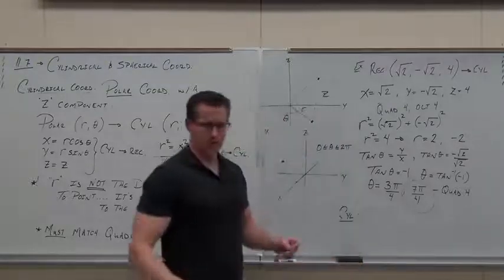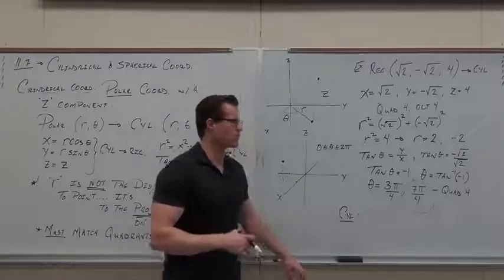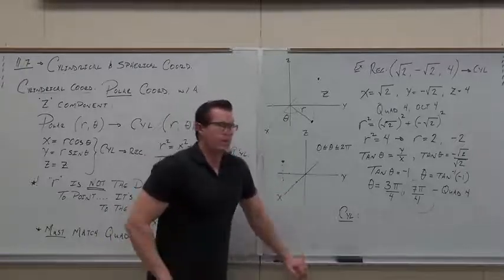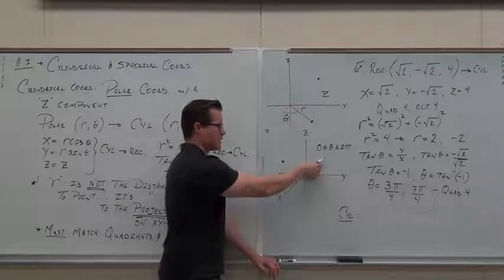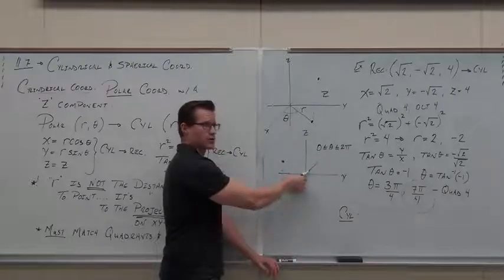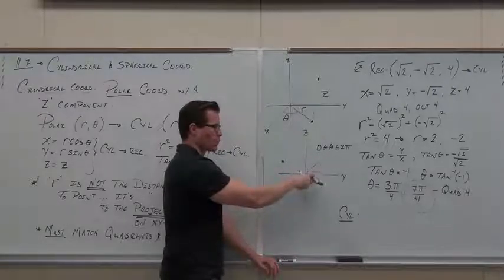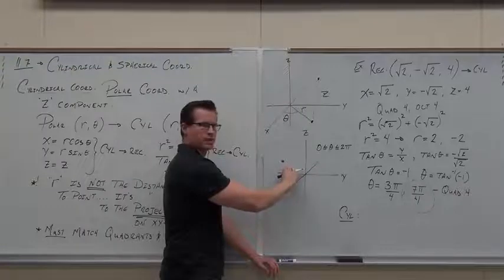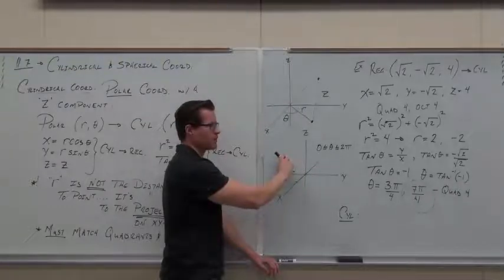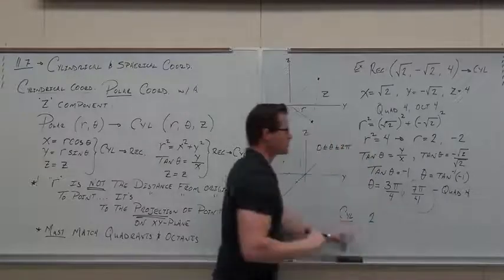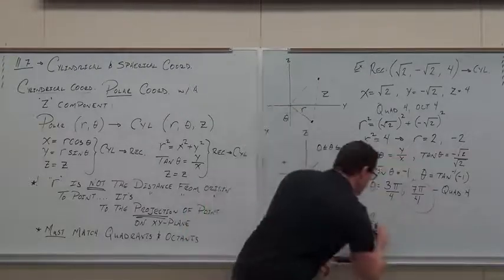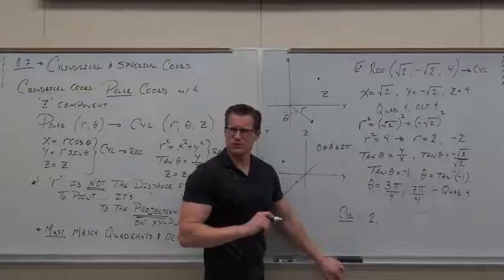So what's the cylindrical coordinates for that point? What do you think? Well, let's see. I want to be out here, whatever the r is, 2. I want to be going all the way around, 7 pi over 4, and I want to go up 4. So we have an r of 2. We got it. What puts us in quadrant 4, everybody? What is that one?